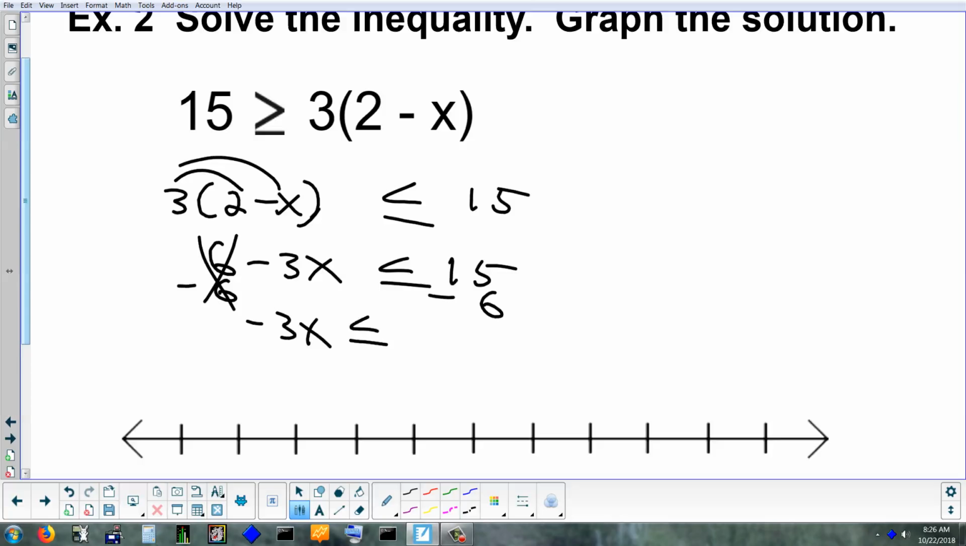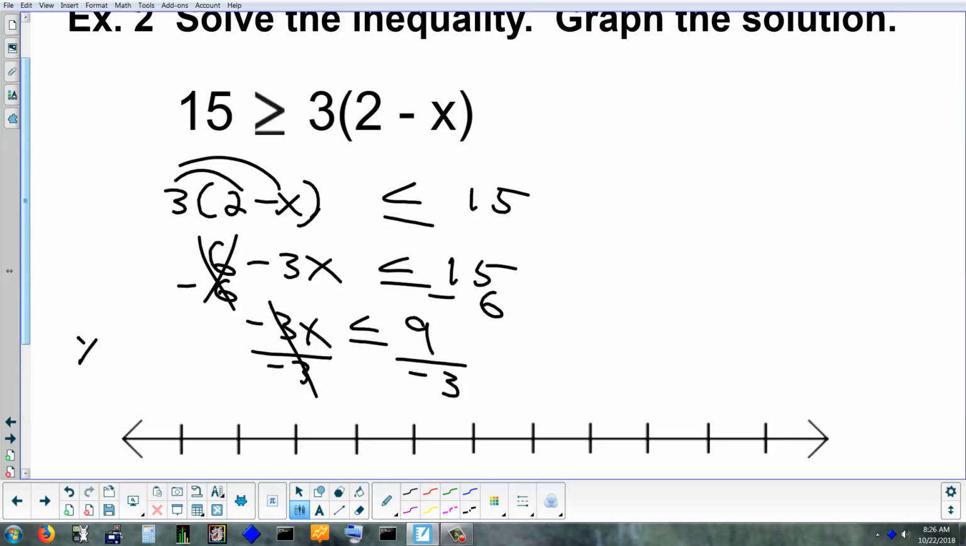And now 15 minus 6. How about Alex? 9. Yep. And now we're down to our last step. Natasha, what operation am I going to use in my last step? Yep, we're going to use division. Can someone else tell me what number I'm going to divide by? 3? No, not 3, not 9. Negative 3. Yep. Negative 3 divided out. That's gone.